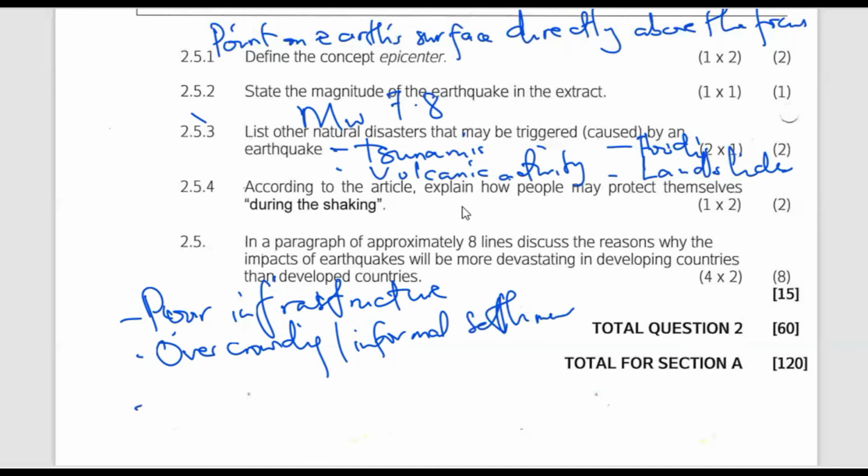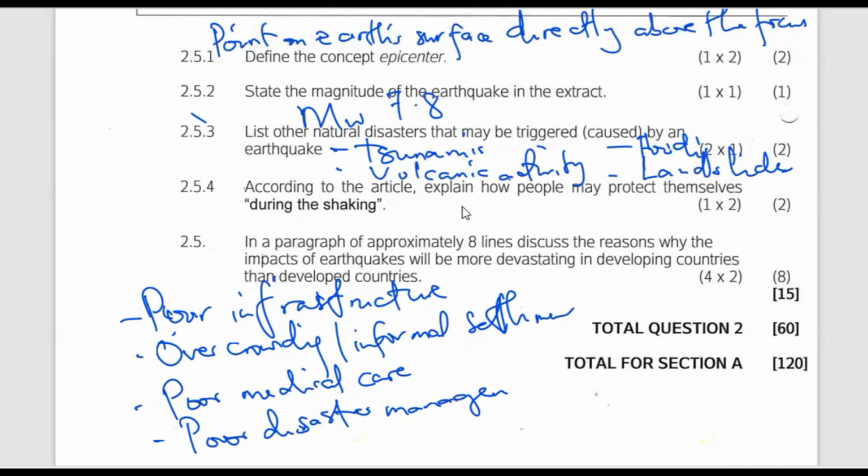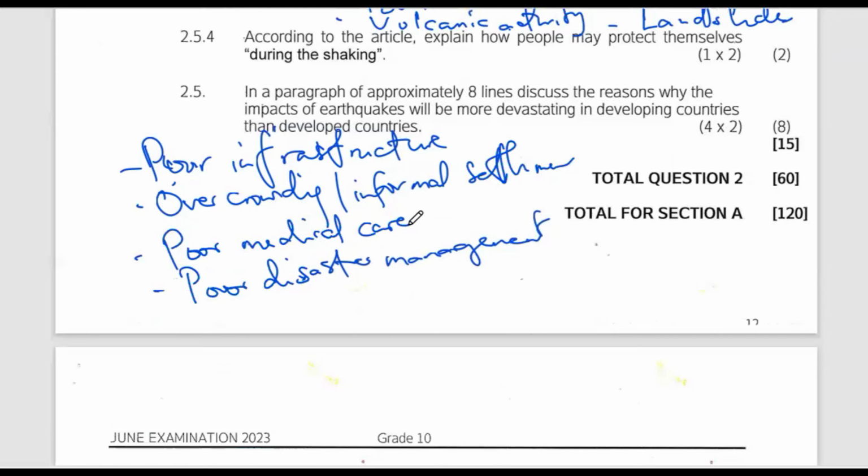Then we can also talk of other things like poor medical care. A lot of people might end up dying because of poor medical care. And then we can also talk of disaster management, which is poor. Disaster preparedness and management is also poor. Like, for example, evacuation is not that effective in poor countries. Then we can also talk of other aspects like lack of advanced technology.